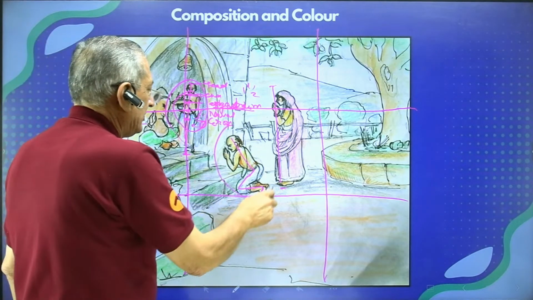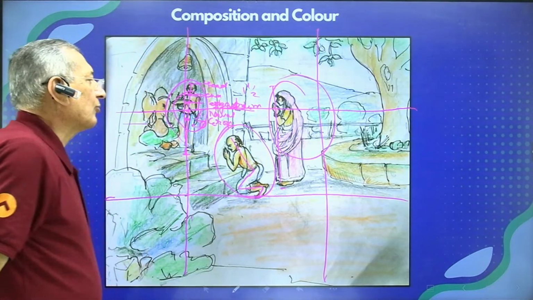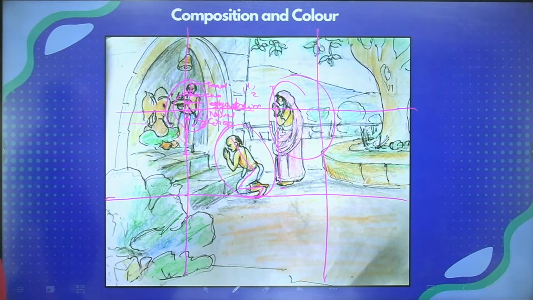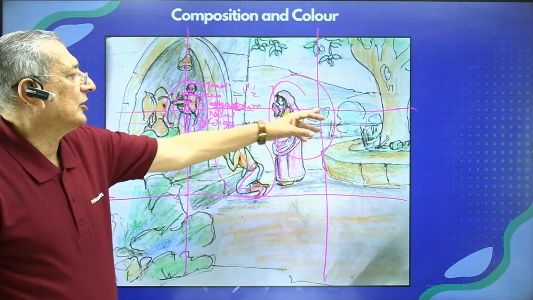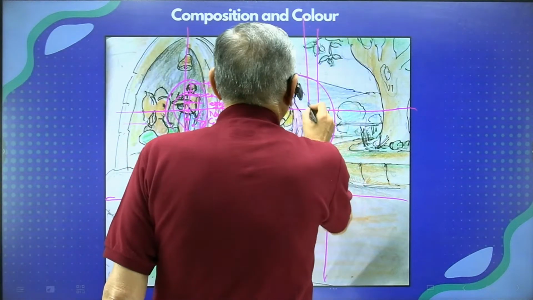This indeed is part of the subject, but this lady becomes more visible to the viewer because she is very near to the golden focal point. In fact, the focal point would be here.